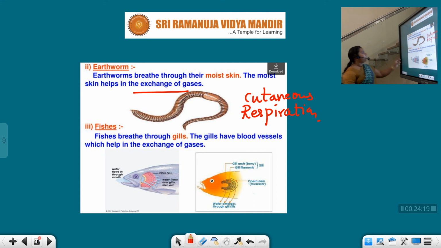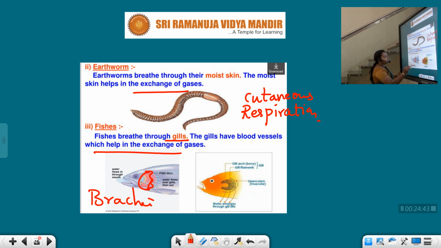And now the second one, fishes. Fishes breathe through gills. So these are the gills present. These gills help in the respiration process. Gills have a direct connection with blood vessels, which helps in the exchange of gases. If the organism performs respiration with the help of gills, it is called branchial respiration. What is this, children? Branchial respiration.